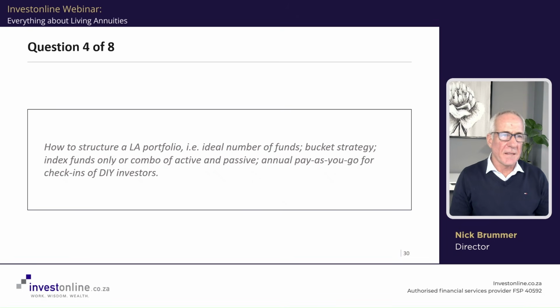All right, next one. Thanks. How to structure a living annuity portfolio. So ideal number of funds, a bucket strategy, index funds only, or active versus passive, annual pay-as-you-go, checking DIY. So I'll take this one.